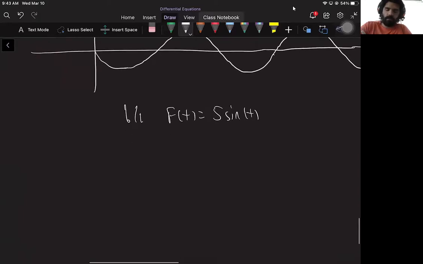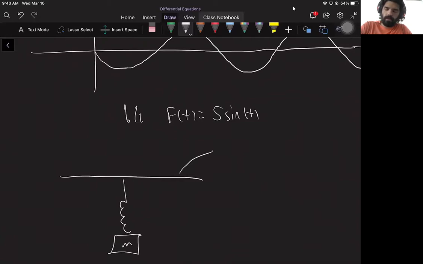So the idea here is like in this situation, what's going on is maybe somebody is grabbing the thing and they're just pushing it up and down, up and down.